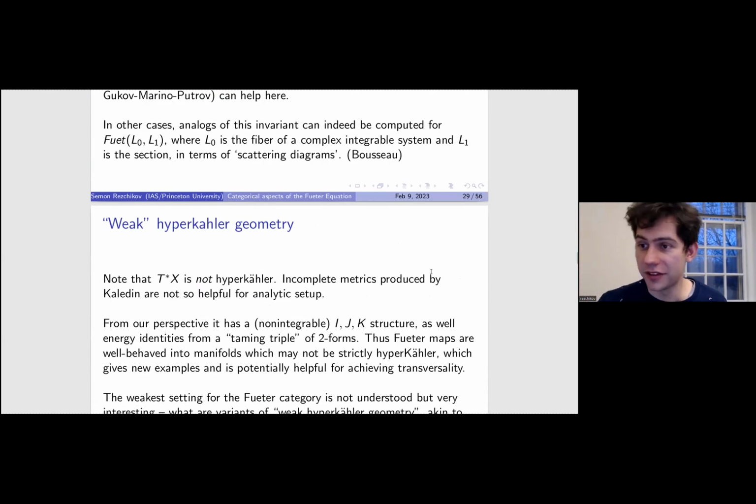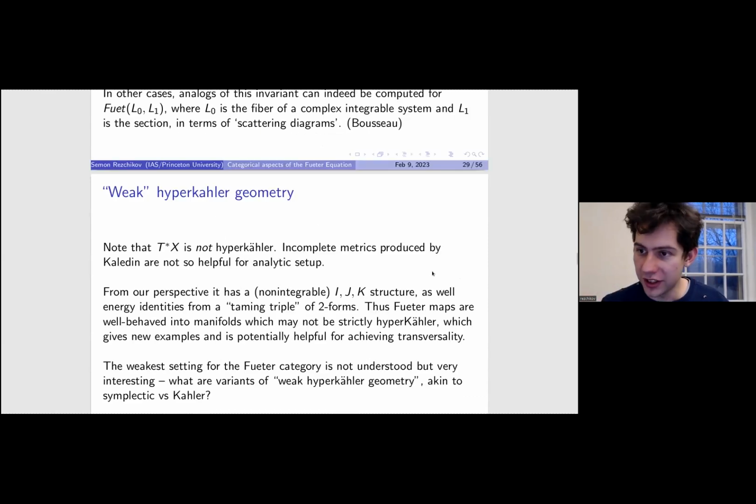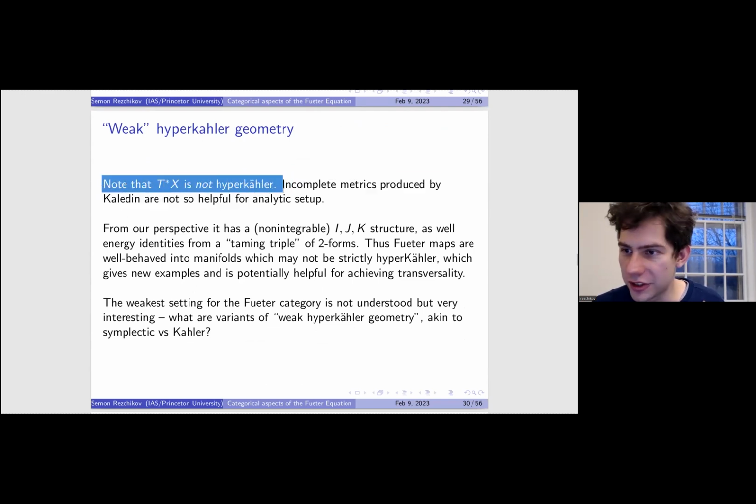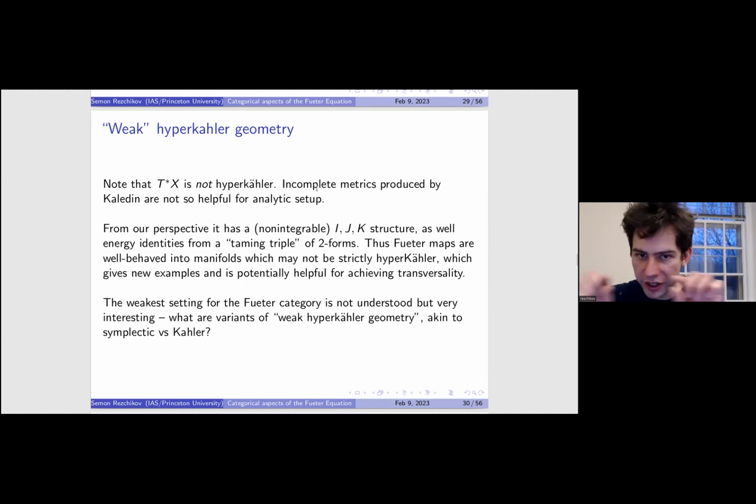Anyway, I was just saying, I'd love to see more worked examples of all these ideas, because some of these ideas are standard, but really getting them worked out in sophisticated examples is pretty challenging. So one thing I wanted to mention is that I did some computation about Fueter maps into the cotangent bundle, but cotangent bundles aren't hyperkahler. I mean, there's a small hyperkahler metric maybe near the zero section, but it's incomplete, produced by Clayton. And so that thing doesn't really work analytically so well.